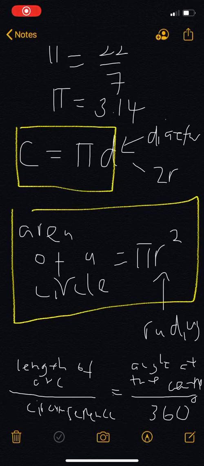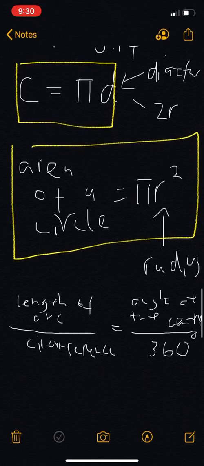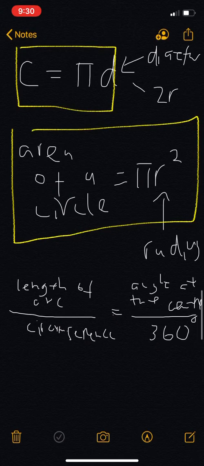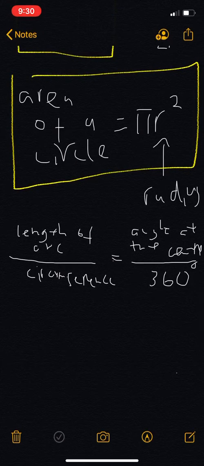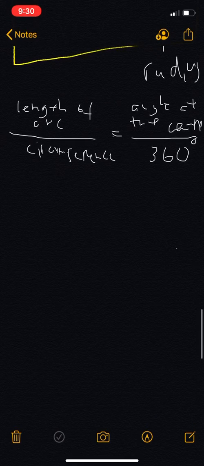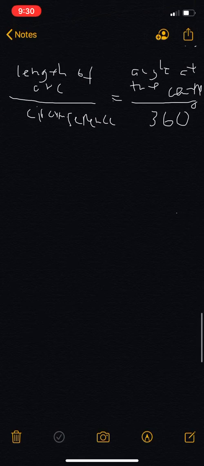Assalamualaikum and hi again. In my previous video I stopped at the area of a circle formula. Today I would like to continue with how to find the length of an arc.